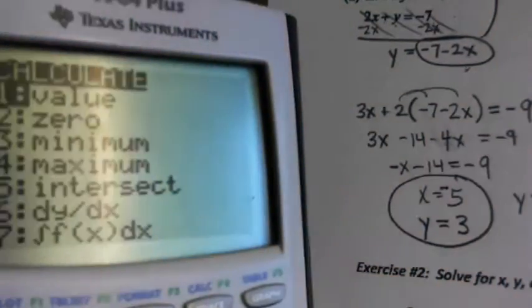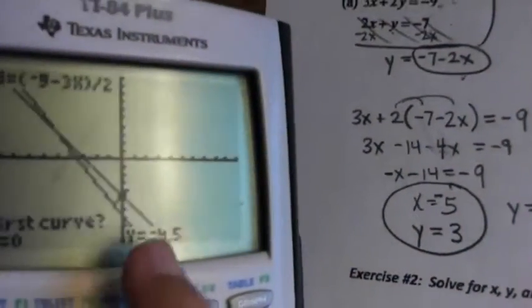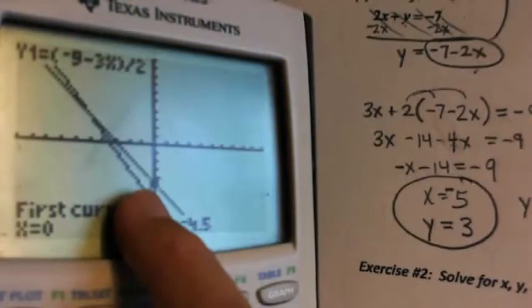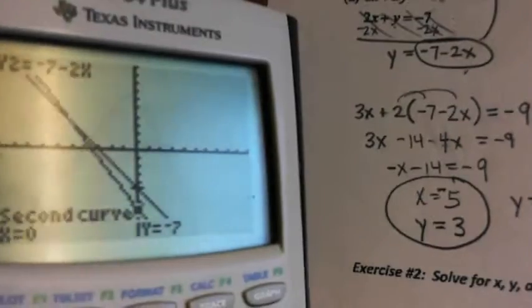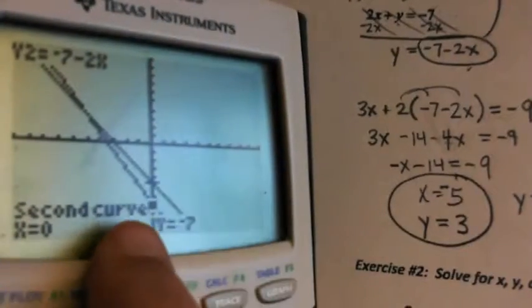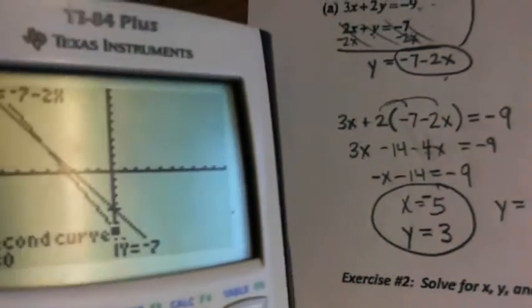5, where they intersect. So it's going to ask me for the first curve, and right now it's got the cursor on y1, which is one of the curves I'm looking for the intersection of. And then the cursor jumps to y2. Yep, that's the second curve I'm looking for.